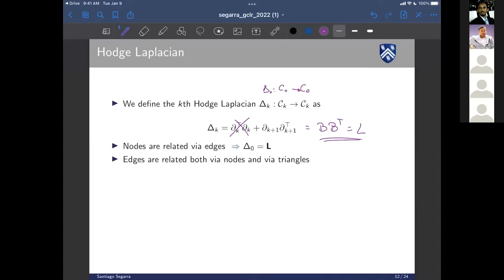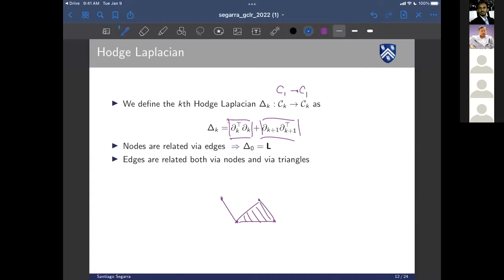What happens when k is equal to one? Well, when k is equal to one, indeed we're operating from edges to edges, or from signals on the edges to signals on the edges. And in that case, both of these elements are non-zero. And here what the Hodge Laplacian is actually encoding is that edges can be related to each other in two different ways. So let's say that we have the following very simple simplicial complex where the triangle is filled. These two blue edges, let's say, they are related with each other because they are incident to a common node. So that part is captured by this first term.